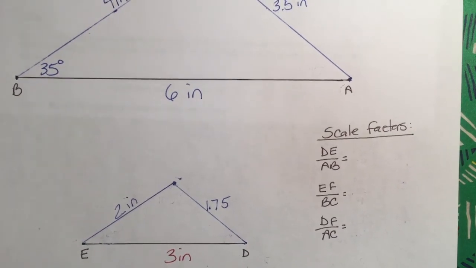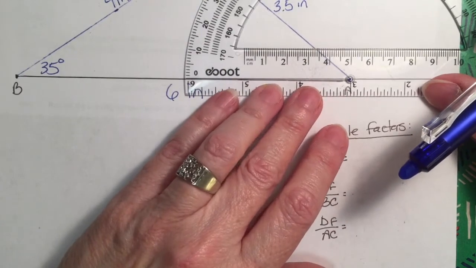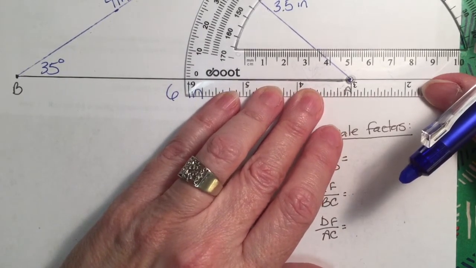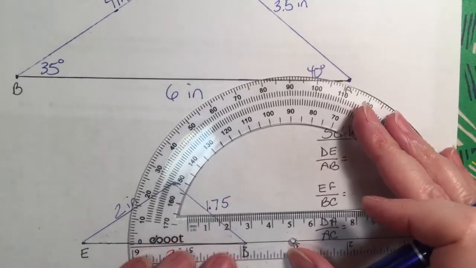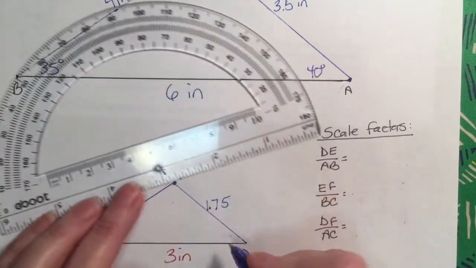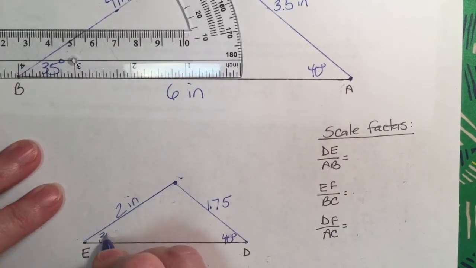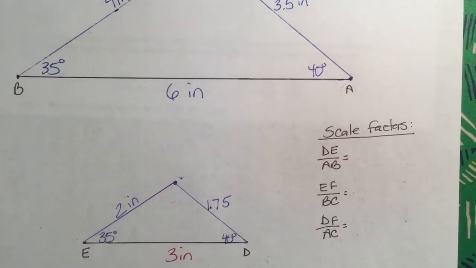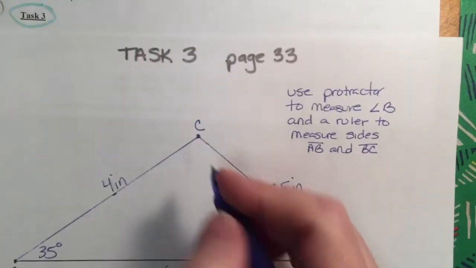We could measure all the angles. They should be the same, right? If these are similar triangles. Well, let's see. There's a 40-degree angle. Let's check this one. 40-degree angle. Let's see, that was a 35, and we know that's a 35 because we measured them. And that means the third angle would have to be 180 minus 40 minus 35, which is 105 degrees, okay?